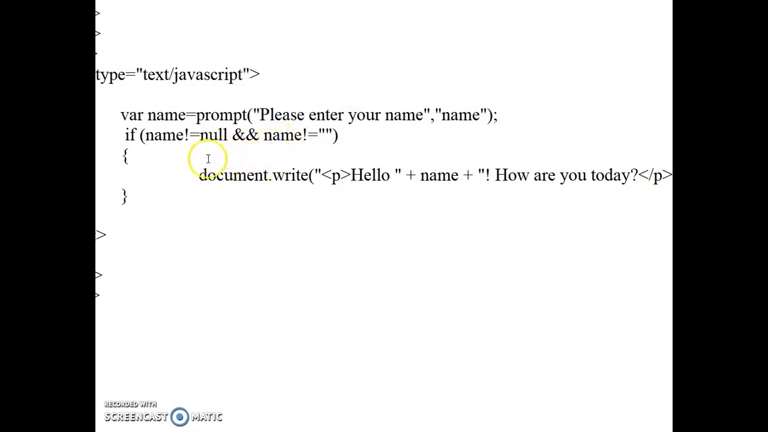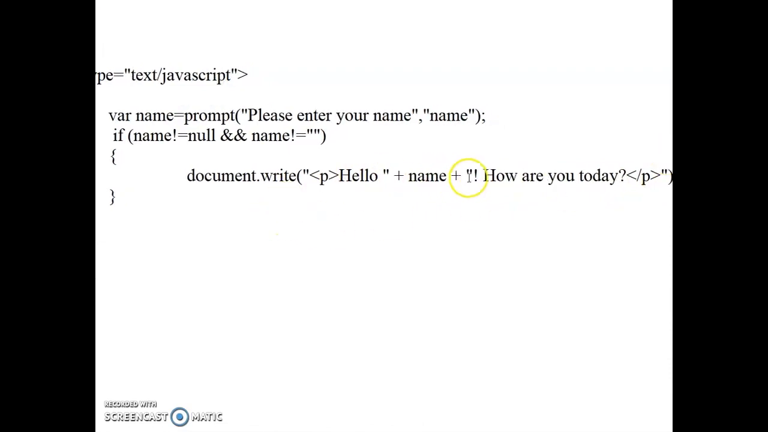Okay, and document.write is used to display something in the document. Okay, document.write, then here I am using "Hello", then plus name, plus. This is used to display something in the JavaScript program. This is our prompt box.